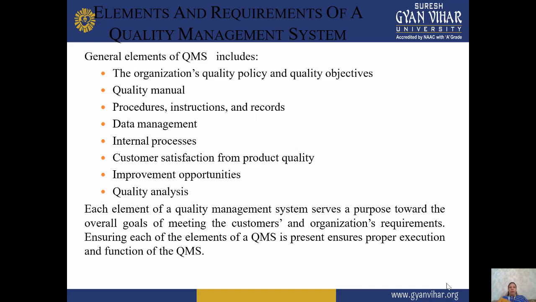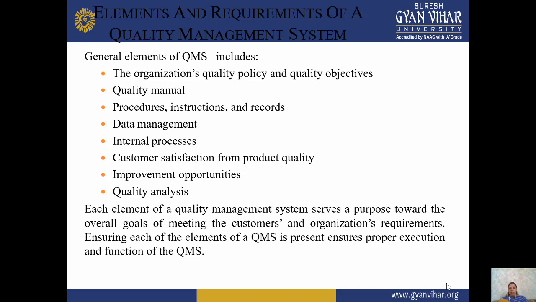Now, elements and requirements of a quality management system. General elements of a quality management system include the organization's quality policy and quality objectives. So these are the general elements, that is, in QMS we have to set the quality policies and objectives first, then quality manual, procedures, instructions, as well as records, data management, internal processes, customer satisfaction from product quality, improvement opportunities, and quality analysis.